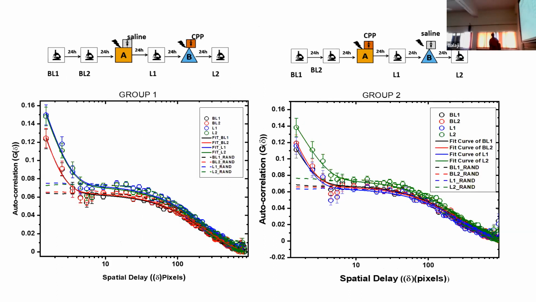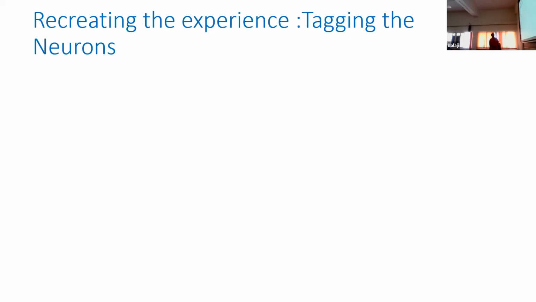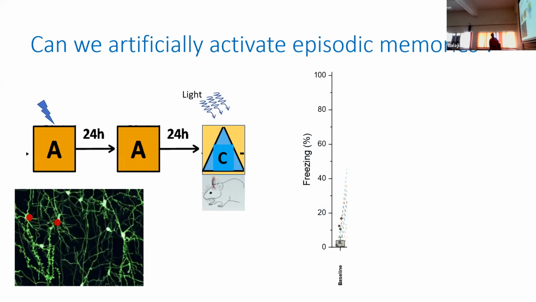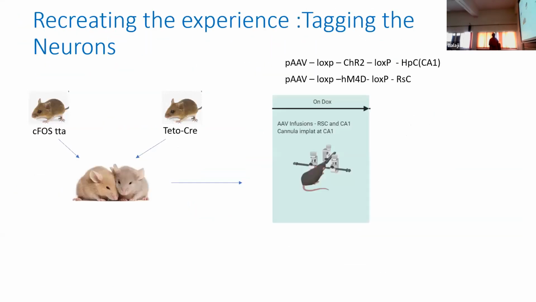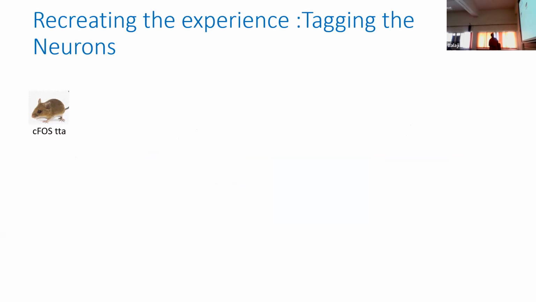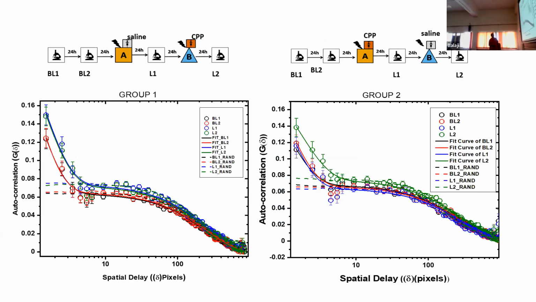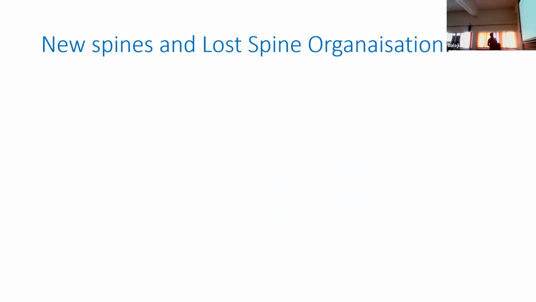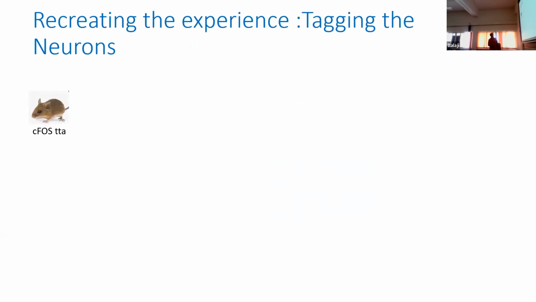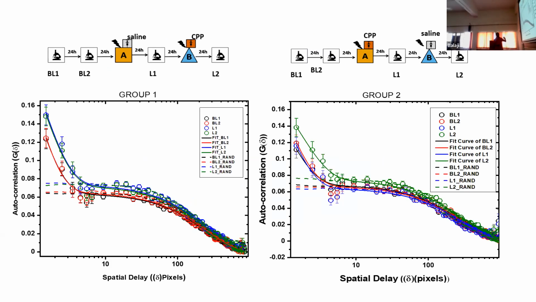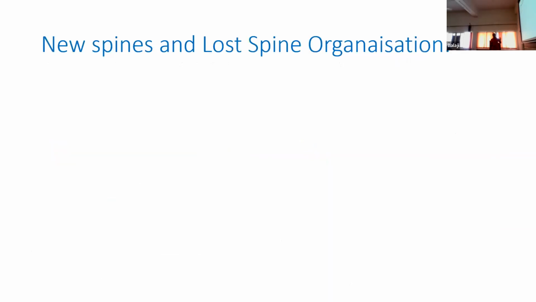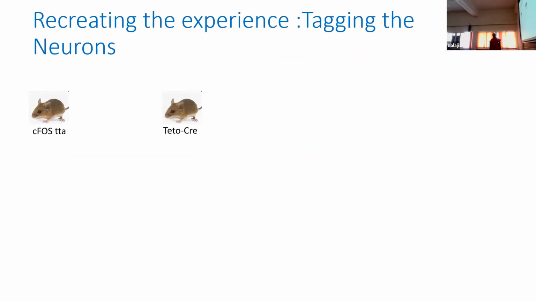So when you do that, the long story short, the bottom line is what we are actually able to see is that the clustering of the new spines is different. When you form a second related memory, what is happening is that the arrangement of the spines, rather than the spine density, is changing. That's the bottom line here. We can actually go ahead and test it.